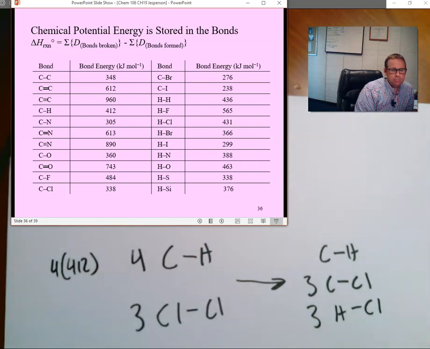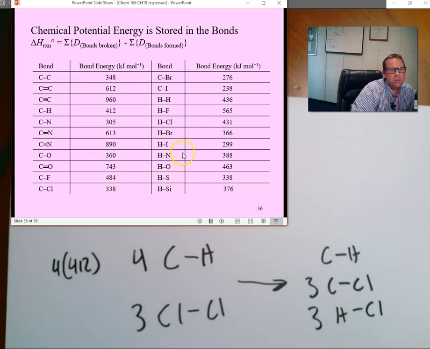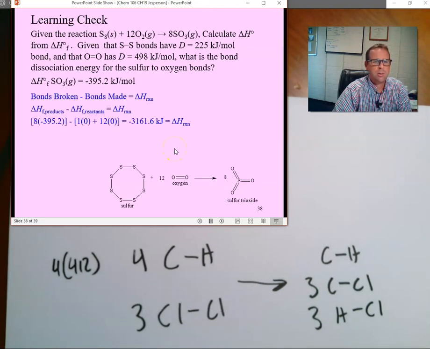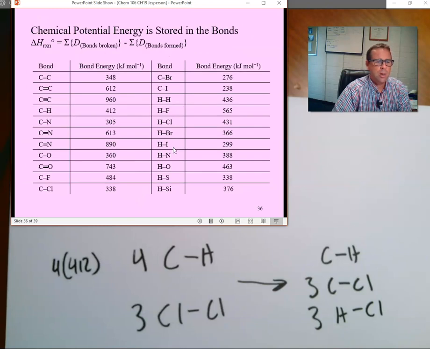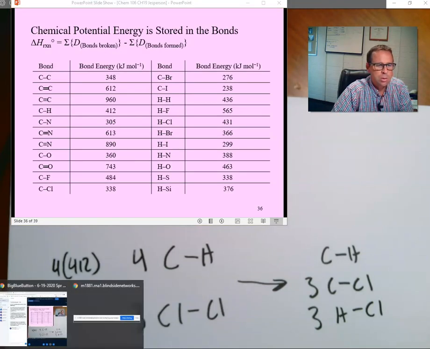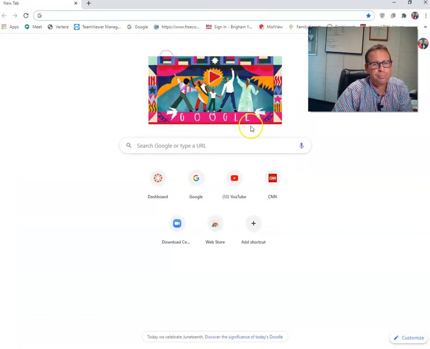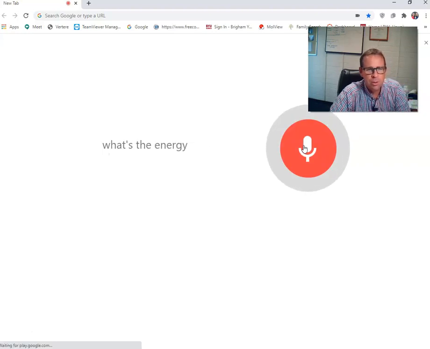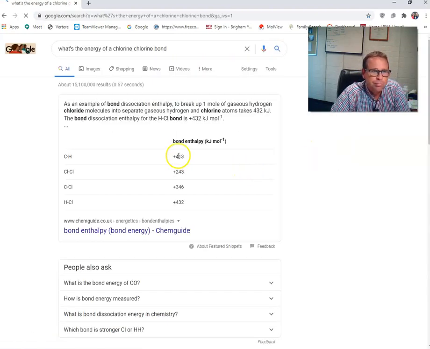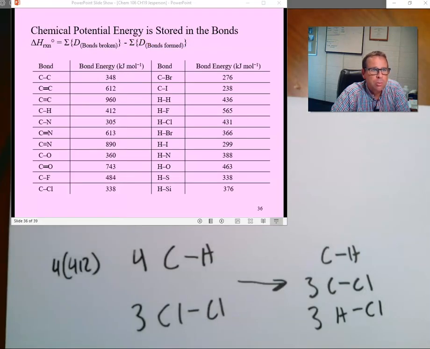There's 4 of them, right? The chlorine-chlorine bond, do we see that one here? Do I see a chlorine-chlorine bond here? I don't think it's on that list. It's not on that list. Do we have it? Where do we have? I will have to go to our good friend. What's the energy of a chlorine-chlorine bond? 243. 243 kilojoules per mole.